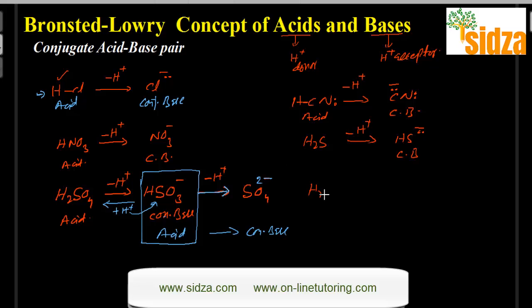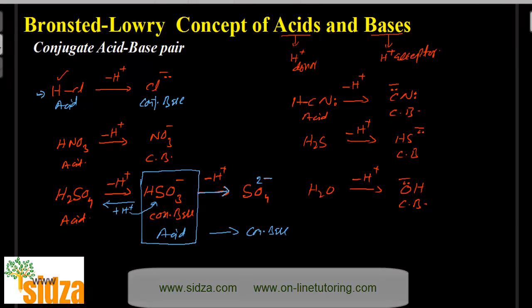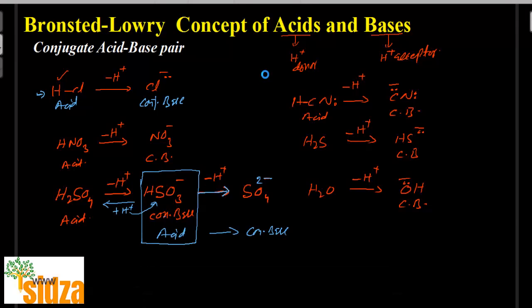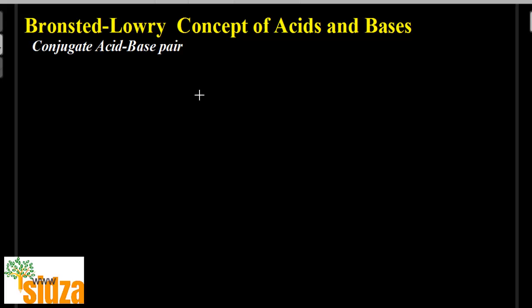The water molecule can again, similarly here, release one more proton and behave as an acid. So its conjugate base will be hydroxide ion. So the conjugate base of water is hydroxide ion. Similarly, we can take some more examples of conjugate acids and bases.